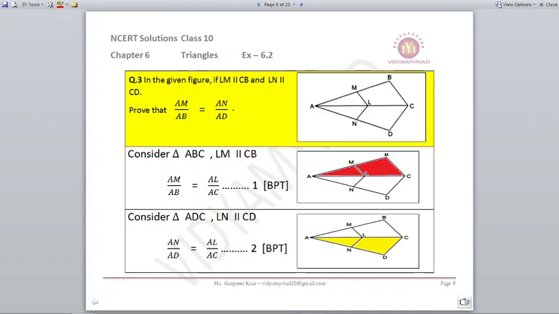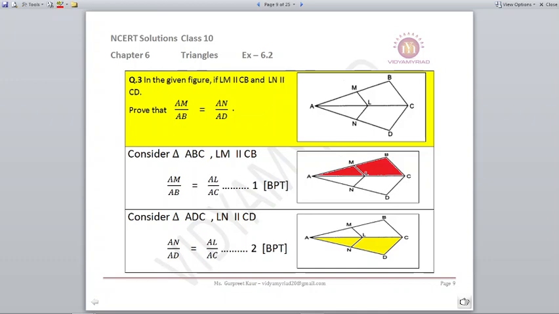Question number 3. In the given figure, if LM is parallel to CB and LN is parallel to CD, prove that AM upon AB is equal to AN upon AD. Let us consider the red color part only, where it is given to us ML is parallel to BC. In that case, let me write it in a proportion by using basic proportionality theorem.